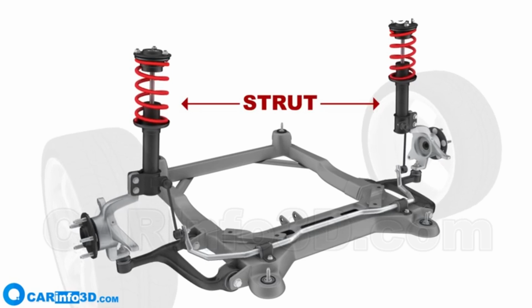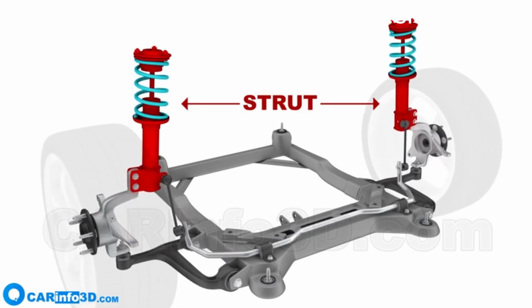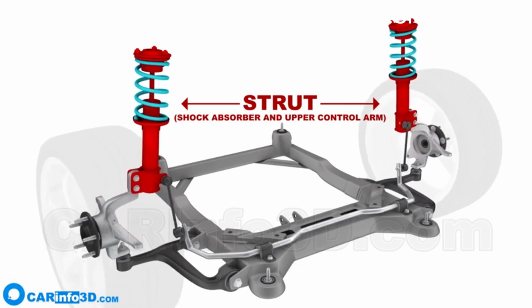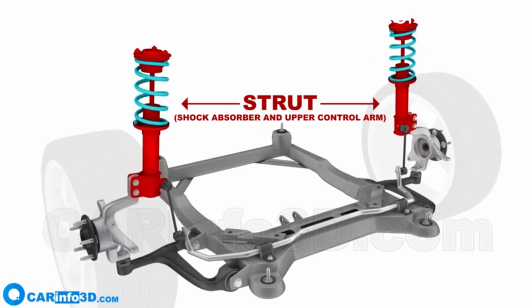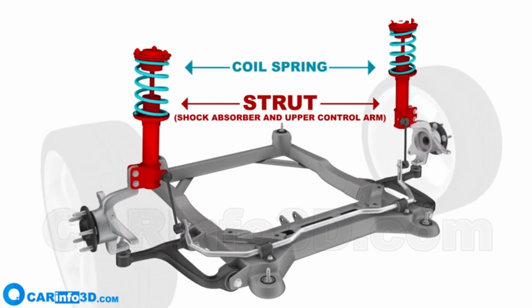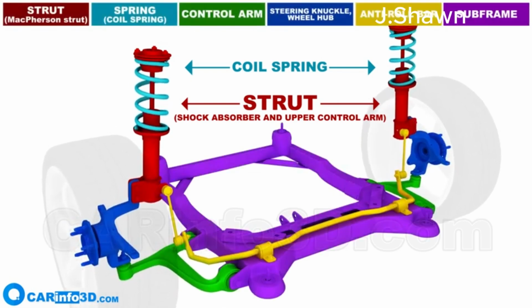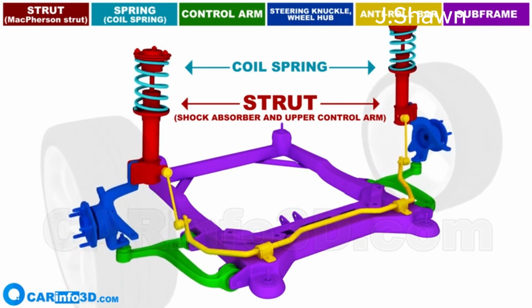The strut is a distinguishing element of this suspension system. It functions as both a shock absorber and an upper control arm. It frequently, but not always, comes with a coil spring as well. As this suspension combines several functions, it features a straightforward design and can have just one control arm.